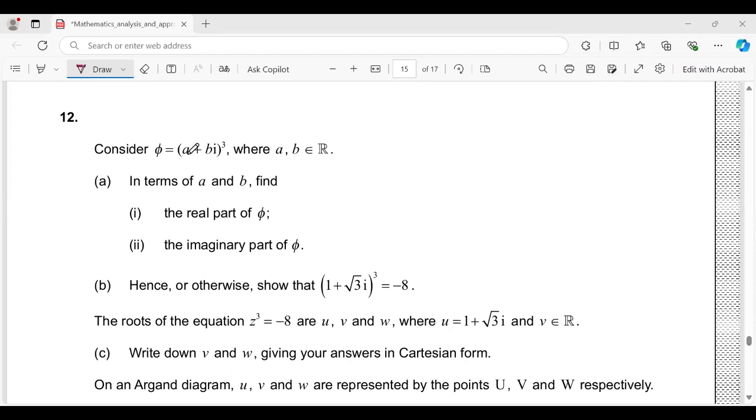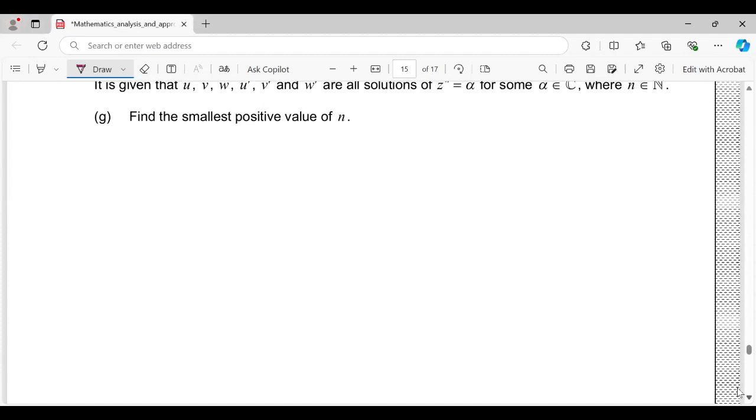Consider p equals (a plus bi) cubed, where a and b are elements of the real numbers. In terms of a and b, find the real part of p and the imaginary part of p. Okay, so a plus bi cubed.